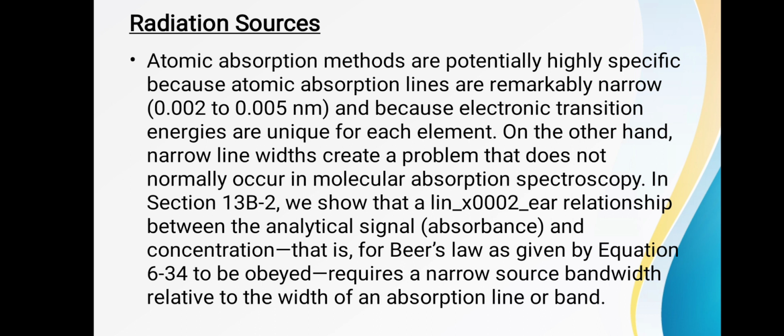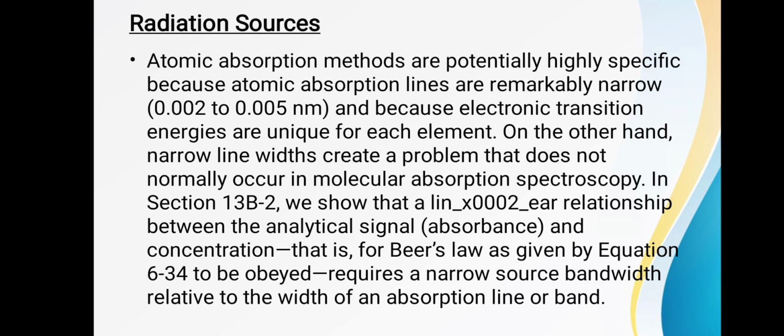Radiation sources. Atomic absorption methods are potentially highly specific because atomic absorption lines are remarkably narrow and because electronic transition energies are unique for each element. On the other hand, narrow line widths create a problem that does not normally occur in molecular absorption spectroscopy.